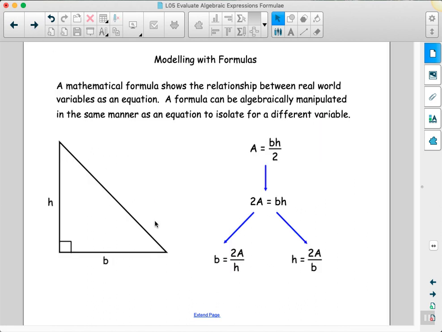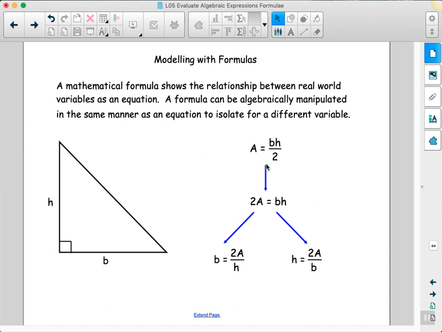All right, now we're going to look at modeling with formulas and make it a bit more abstract. A mathematical formula is going to show a relationship, so we know the relationship. This formula right now is set up to calculate area. If you give me a base and a height, then if I do base times height divided by 2, I'll have the area of a triangle.